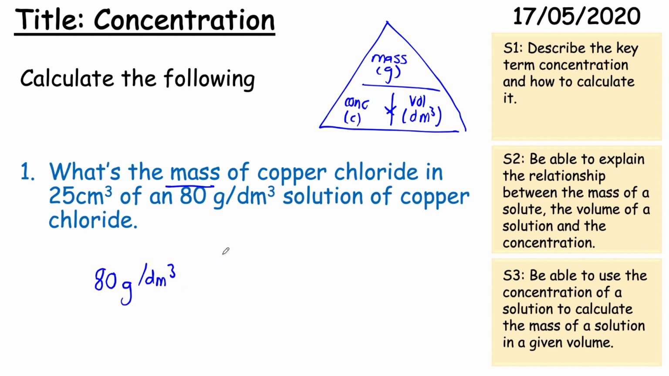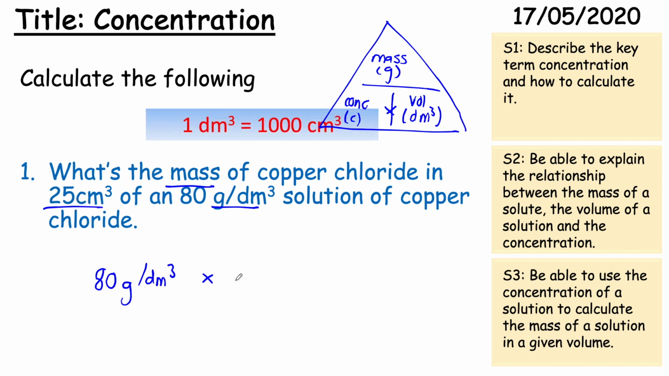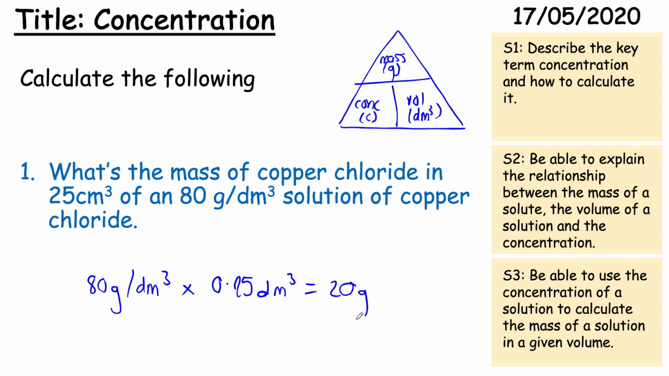I know that's the concentration because it's the units of concentration, multiplied by volume. So times by the volume, which is 25 centimeters cubed. Now in this case, we need decimeters cubed. So if I convert this into decimeters cubed, using this conversion here, we'll see that 0.25 decimeter cubed is the same as 25 centimeters cubed. And once you've done that calculation, you'll get 20 grams.